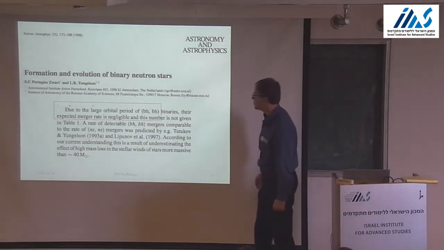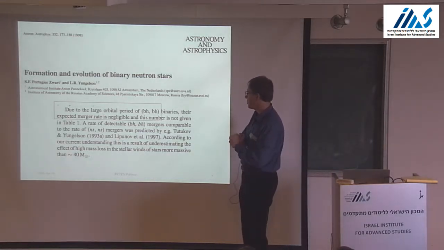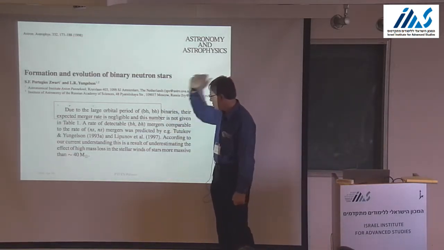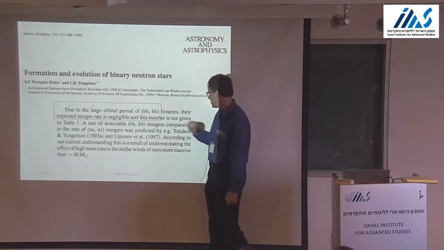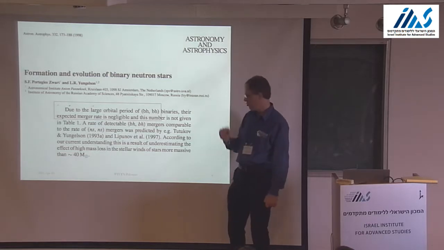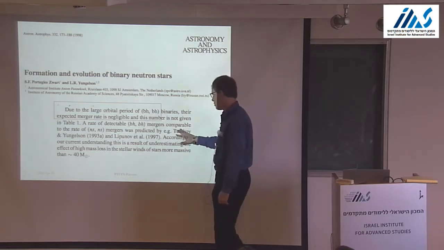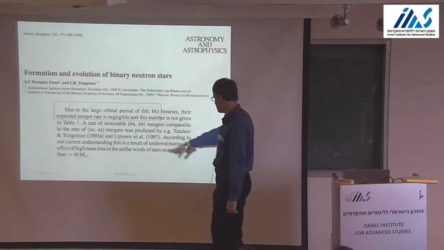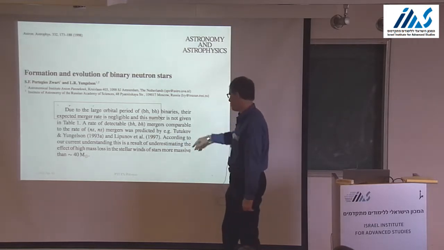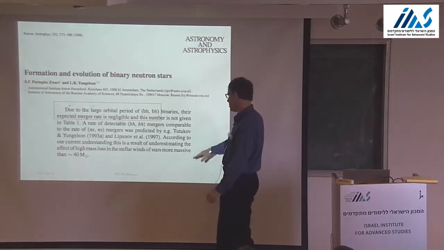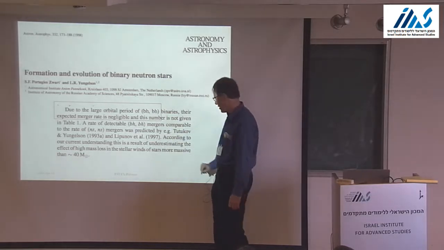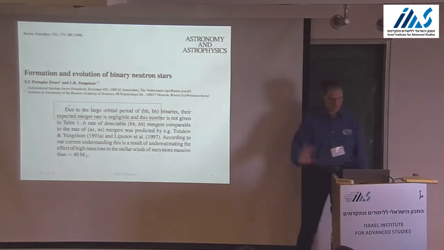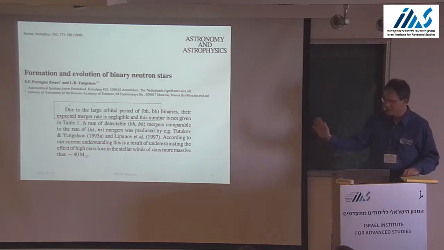So here is a paper by distinguished theoretical astrophysicists explaining that due to the large orbital period of black hole binaries, their expected merger rate is negligible, and this number is not given in Table 1. Some other idiots, Tutukov and Yungelson and Lipunov, actually did predict a significant rate, but according to our current understanding, this is a result of underestimating the effect of high mass loss and stellar winds, and so definitely, binary black holes will not be detected by LIGO.